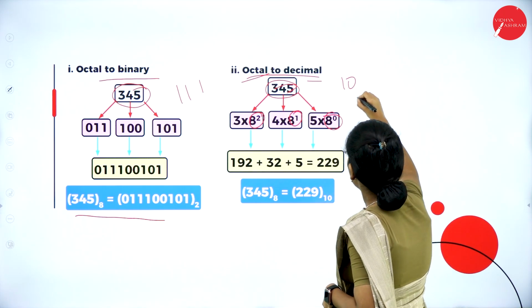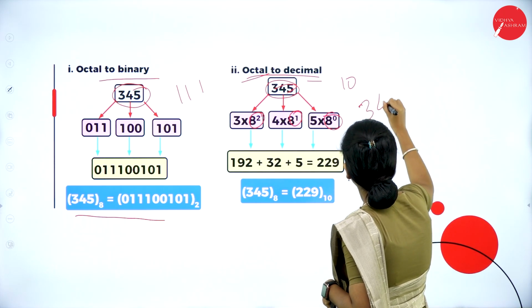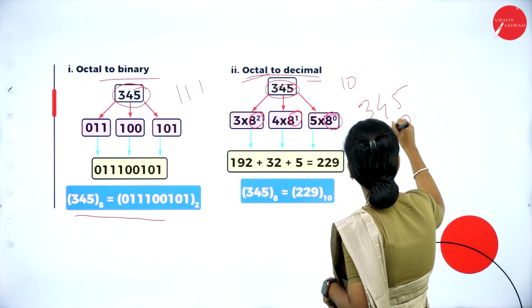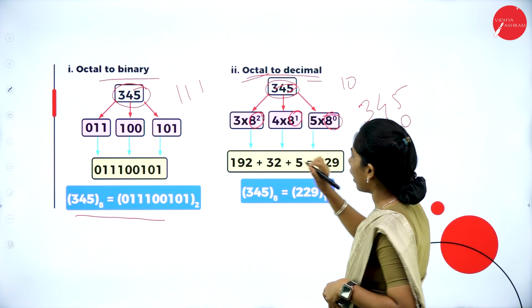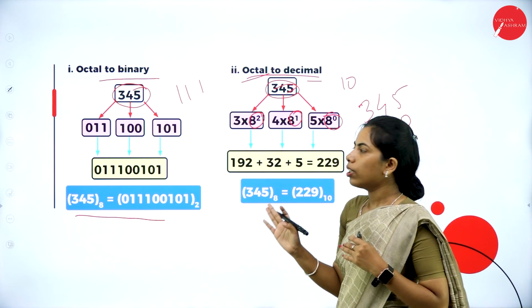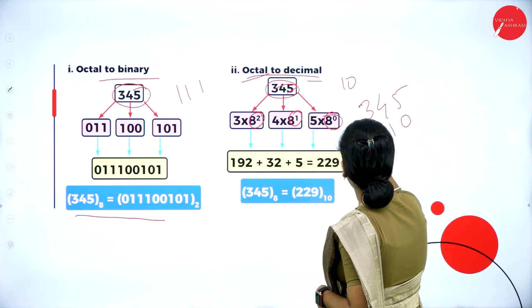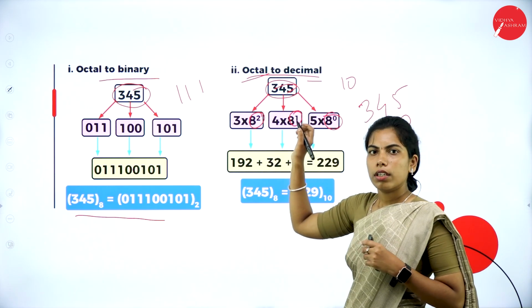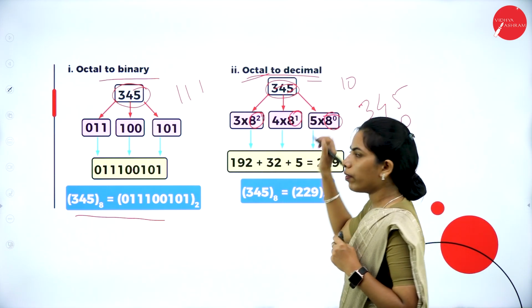Why? Because here you can see 345, which is in the 0th position, 1st position, 2nd position. I have to convert from octal to decimal, right? So that's why 3 into 8 power 2, 4 into 8 power 1, and also 5 into 8 power 0.